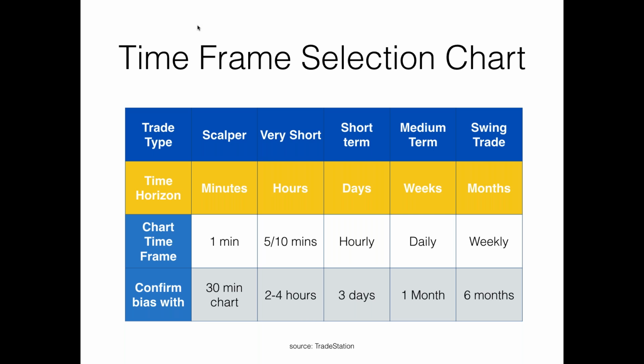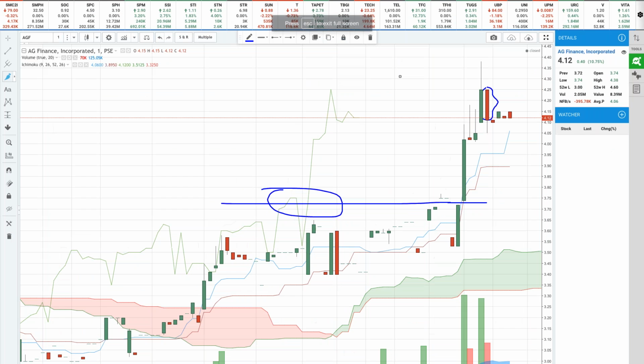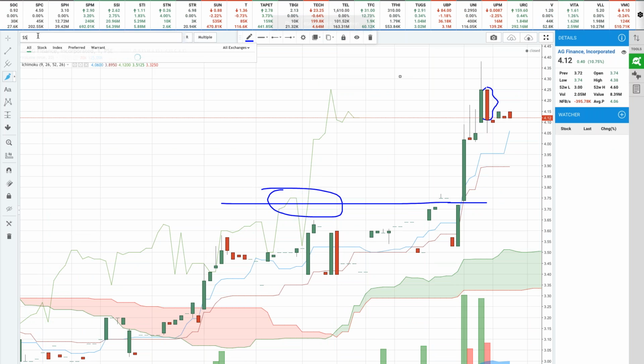So let's look at another example. If you're a short-term trader, let's go back to our Investograms chart. So you're a short-term trader, what security might we use for this? Perhaps SSI.